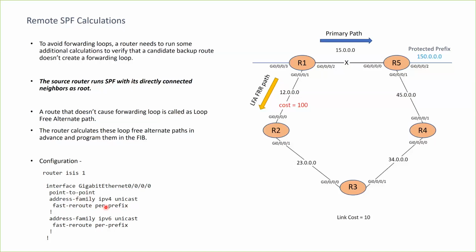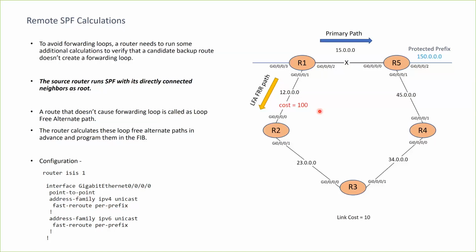In case of per prefix, each prefix can have a different path based on the cost, right? So per prefix gives you a very accurate FRR. Per link may not give you an accurate FRR. So we'll be concentrating on per prefix here because that is what is generally deployed.